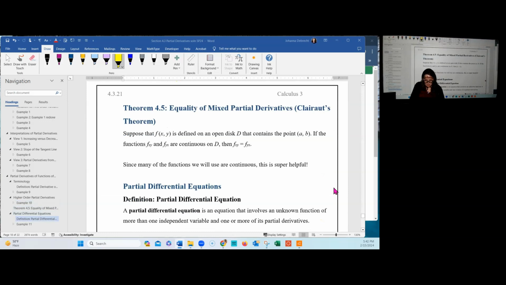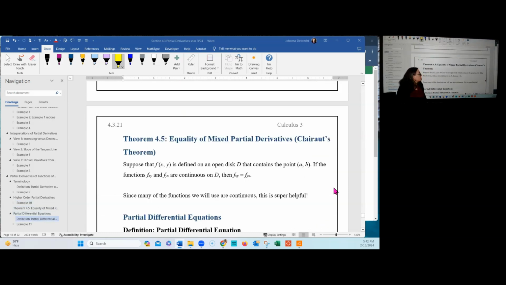Let's take a look at what's known as Clairaut's theorem. Clairaut's theorem gives us the condition under which those mixed partials are going to be equal. So what does it say? Suppose that our function of two variables is defined on an open disk D that contains the point (a, b). If the second mixed partials, f sub xy and f sub yx, are both continuous over that subset of the real plane, then they must be equal to each other.